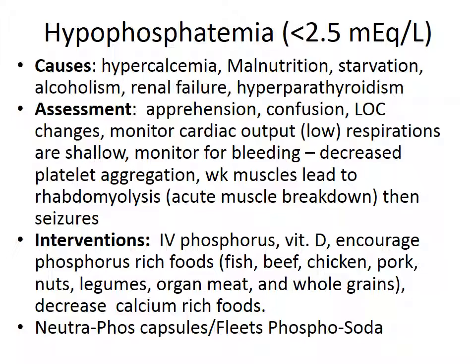End-stage elevated phosphorus can result in seizures. Interventions include IV phosphorus, vitamin D, and encouraging phosphorus-rich foods such as fish, beef, chicken, pork, nuts, legumes, organ meat, and whole grains, and decreasing calcium-rich foods. Pharmacological therapy for hypophosphatemia includes Neutra-Phos capsules or a Fleet's phospho-soda enema.